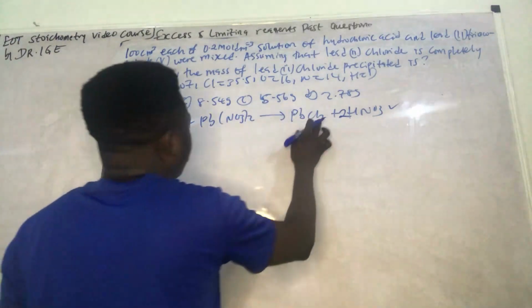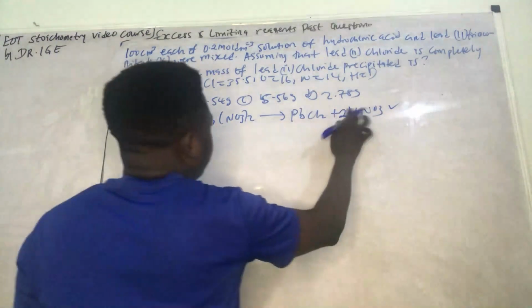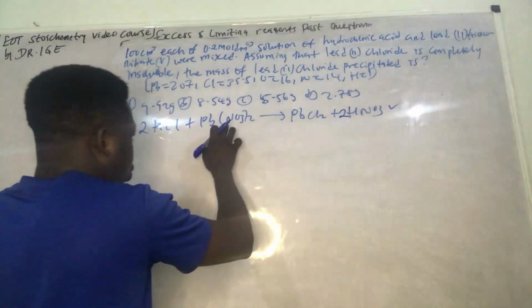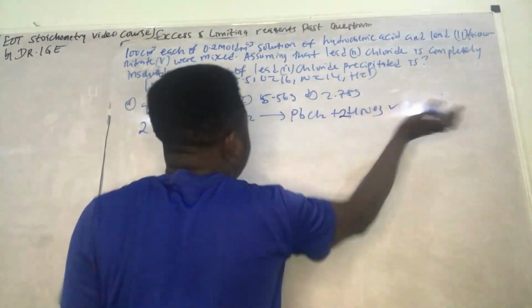Lead 1, chlorine 2, hydrogen 2, NO3 with N2, oxygen 6, balanced.